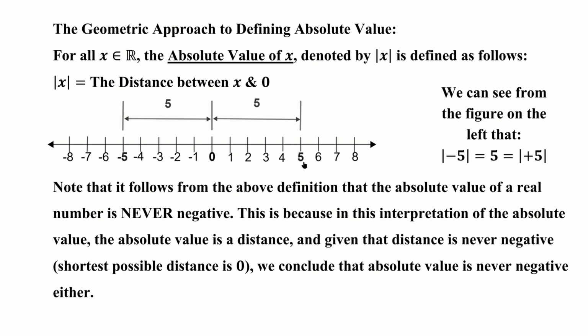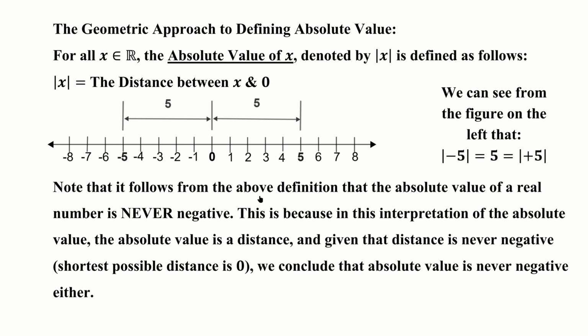What is the absolute value of positive 5? The same, because the distance between 5 and 0 is also 5 units, right? The distance between two numbers is the number of units that separates them, right? So for both of those, we get 5.